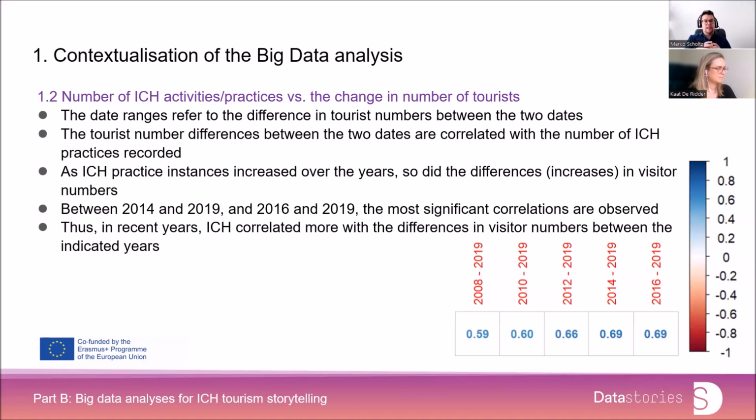It means that the number of ICH activities increased quite a lot, and was also similar to the changes in the number of visitors during these years, which also shows that ICH activities and tourist numbers grew strongly, and did so more significantly as the years progressed.